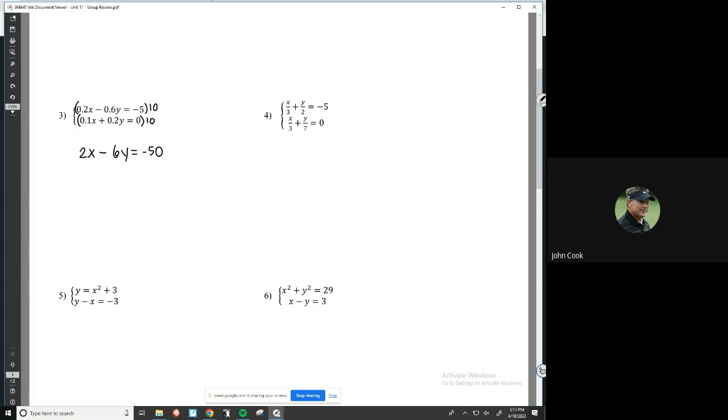That's the trick. Okay, so let's do the same thing on the other one. So multiply by 10: 0.1 times 10, that's 1, so 1x. And then 0.2 times 10, that's 2, so 2y. And then 0 times 10 is just 0 still.